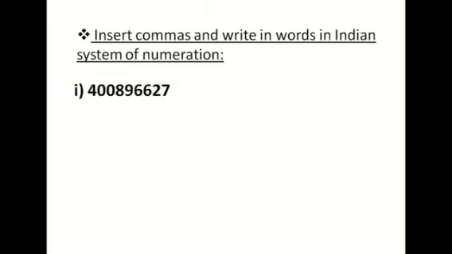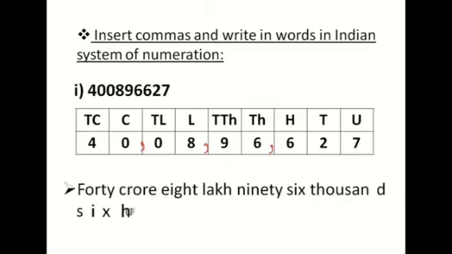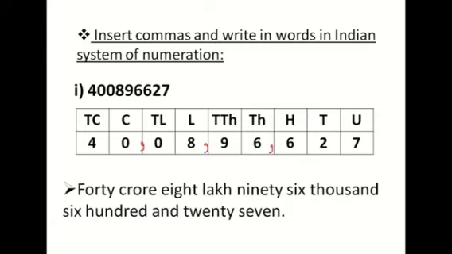I hope you have done already. So please check it. Now you have to insert commas. Please do it and then write in words. So here you can see the commas. Now write in words. It is 40 crore 8 lakh 96,627. Please check the answer. I hope all of you have completed also.